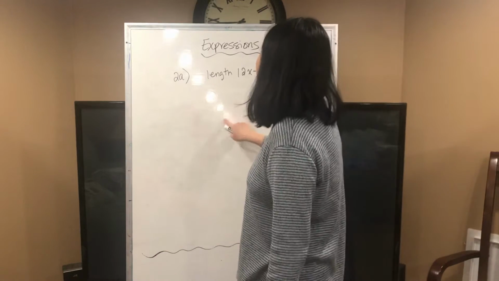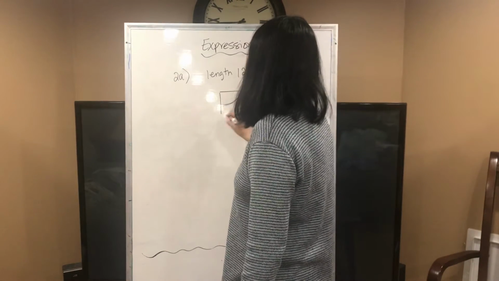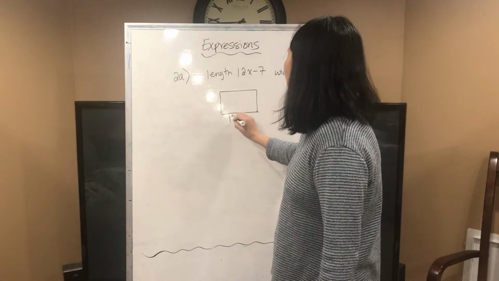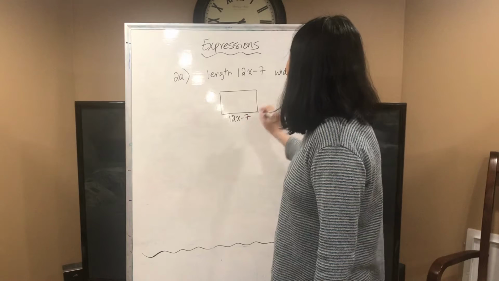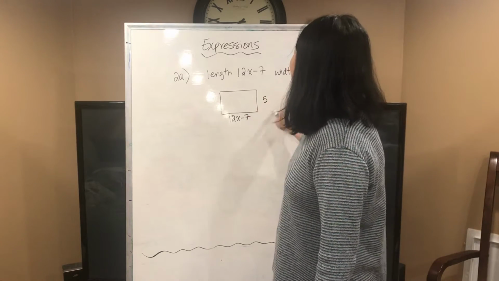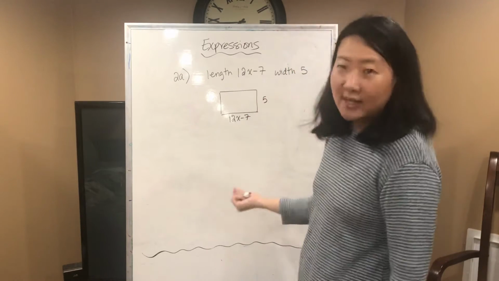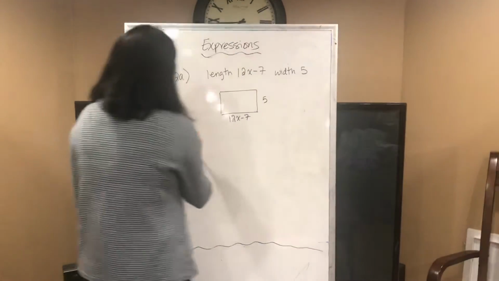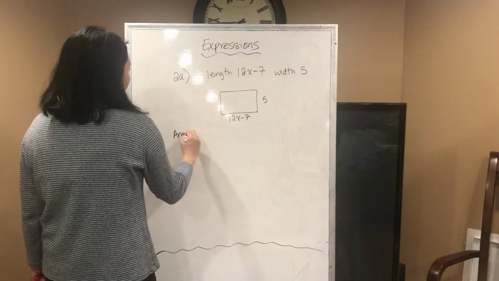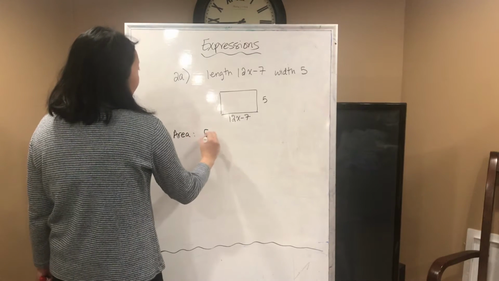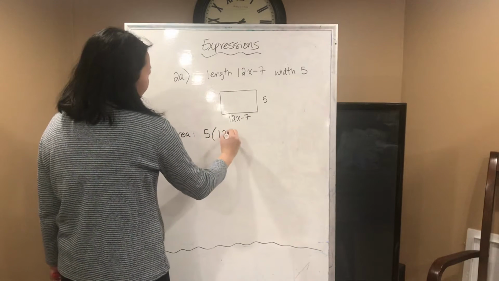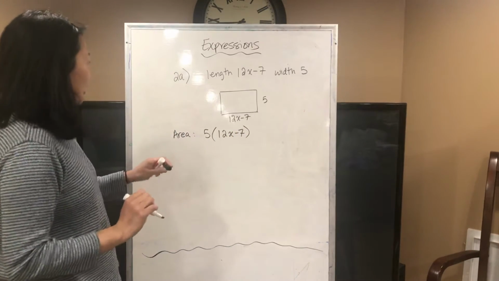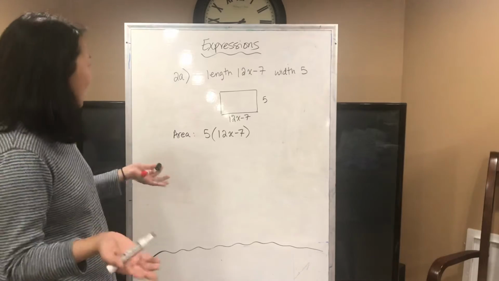So what I would do is I would actually just do a little quick sketch and label it. So the length is 12x minus 7 and the width is 5. So for the area of a rectangle, you of course just multiply the length times the width. So here, the area would be 5 times the quantity 12x minus 7. And just be sure that you're including the 12x minus 7 in the parentheses.